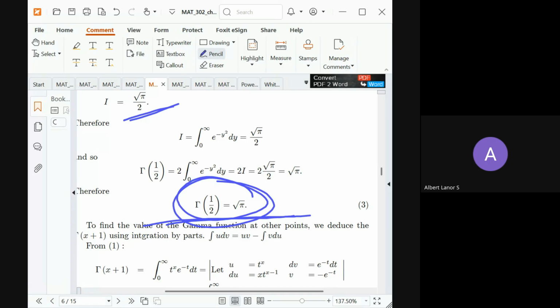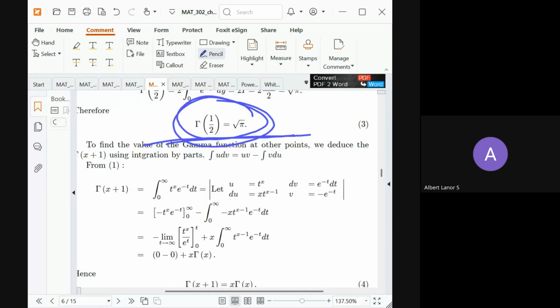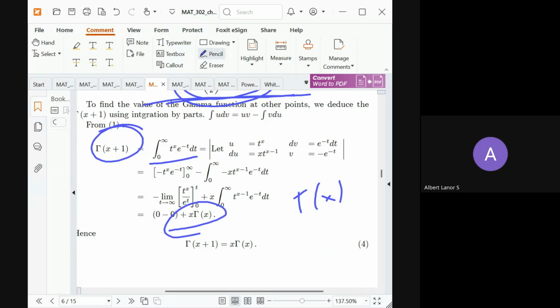Okay. Now, let's also do it for the general case. The general case is that if you know gamma of x, you can find gamma of x plus 1. Now, to find gamma of x plus 1, what do you do? You integrate: x e to the minus t dt. Then you do integration by parts. Sometimes you may have to do it several times. But if you do, you're going to have x gamma of x. So this is by integration by parts.